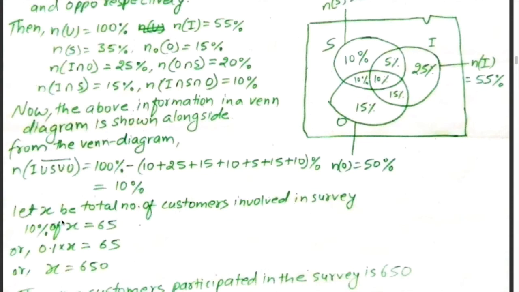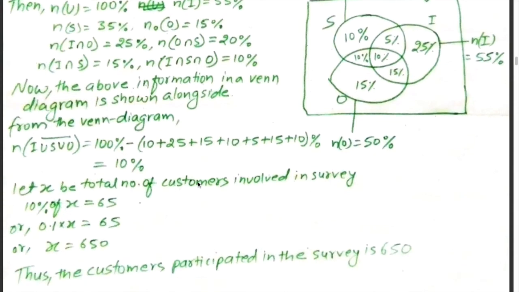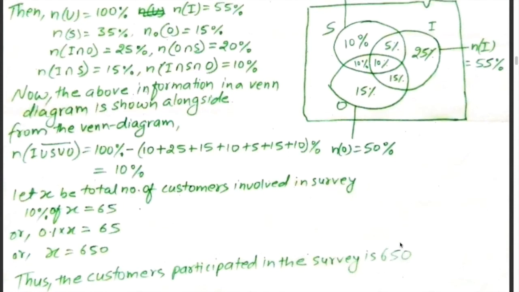So here, let X be the total number of customers involved in the survey. Then 10% of X equals 65. Then 0.1 of X equals 65, or X is equal to 650. Thus, the number of customers who participated in the survey is 650.